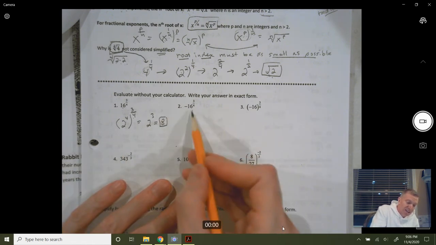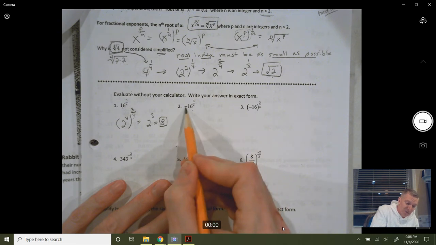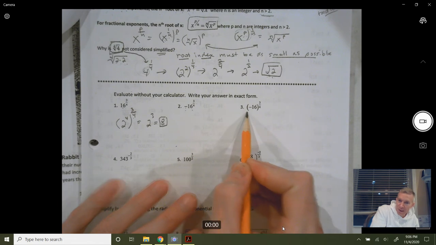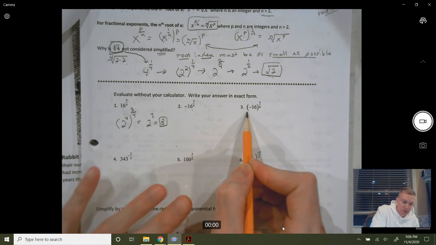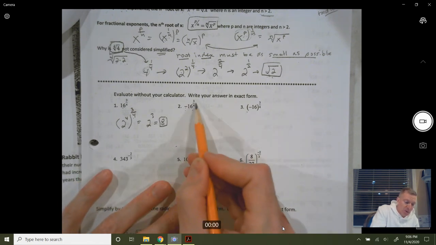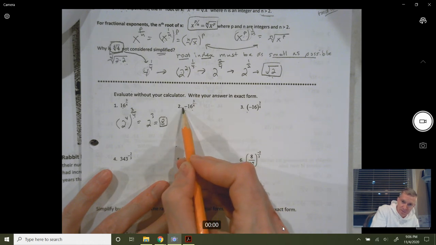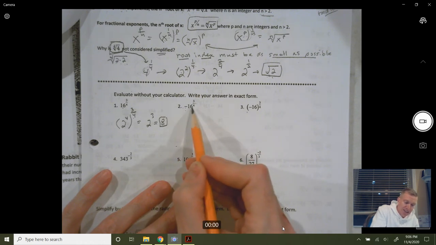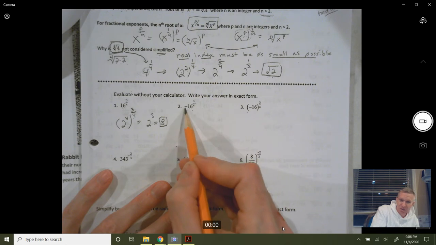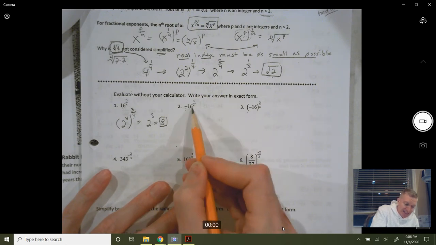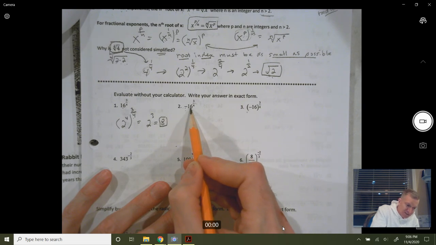Now, notice this negative sign. Notice numbers 2 and 3. These look almost the same. Okay, but with PEMDAS, or order of operations, you apply an exponent before you tack on a negative. The E in PEMDAS comes first, and then this minus, it's really as if it's being subtracted from something else, because your base is just the 16. This is an exponent on the 16, and after you apply the exponent, you're going to tack on the negative.